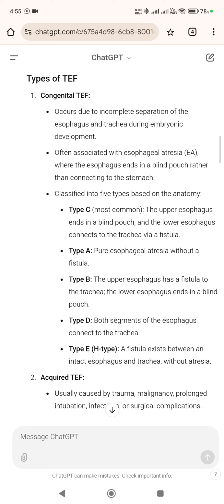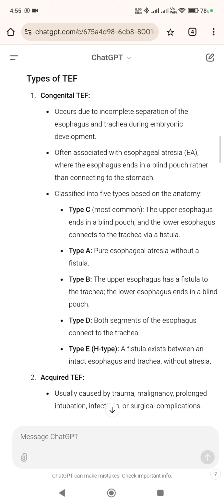Type C, most common: the upper esophagus ends in a blind pouch, and the lower esophagus connects to the trachea via fistula. Type A: pure esophageal atresia without a fistula. Type B: the upper esophagus has a fistula to the trachea, and the lower esophagus ends in a blind pouch. Type D: both segments of the esophagus connect to the trachea. Type E, H type: a fistula exists between an intact esophagus and trachea without atresia.